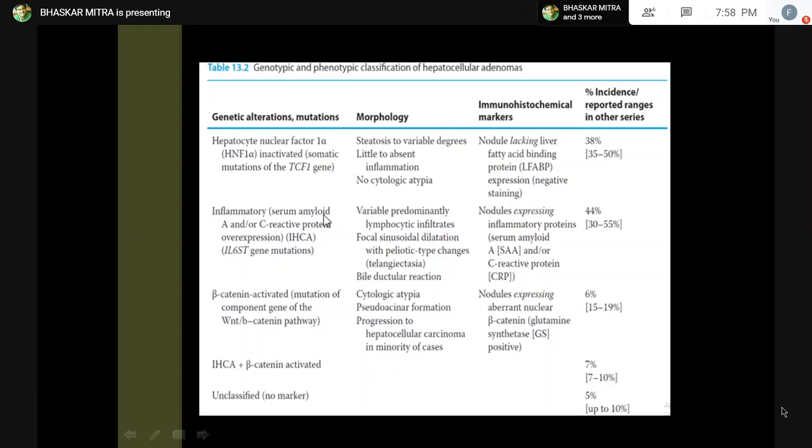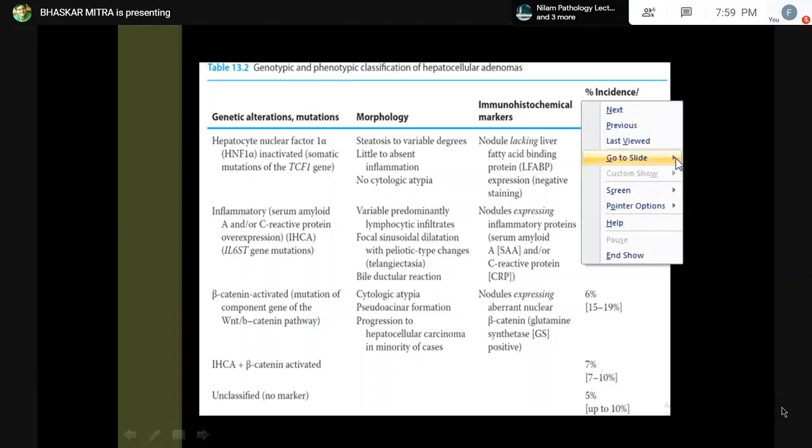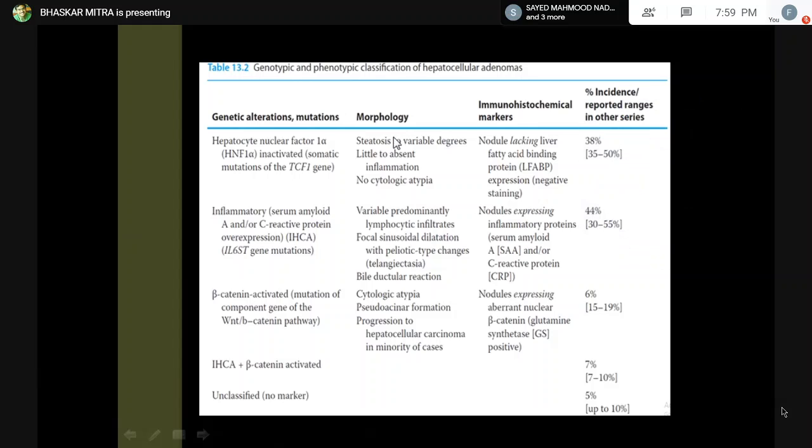Morphologically, I will be going into the details of this. Steatosis of variable degree, with little or absent inflammation. There may be no cytological atypia. These nodules lack liver fatty acid binding protein expression.